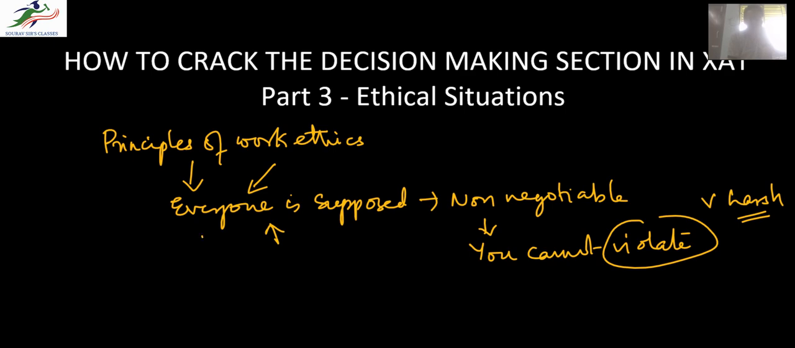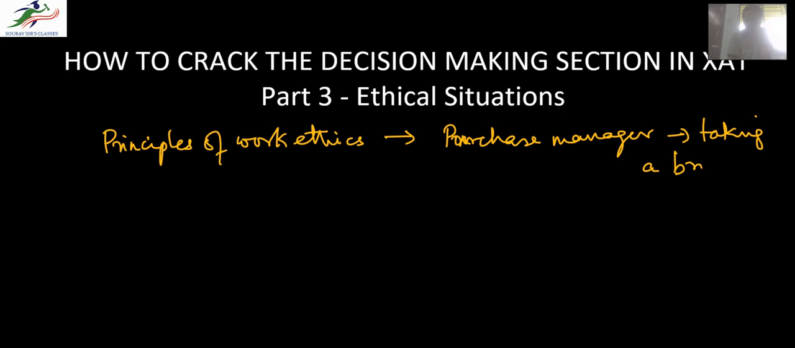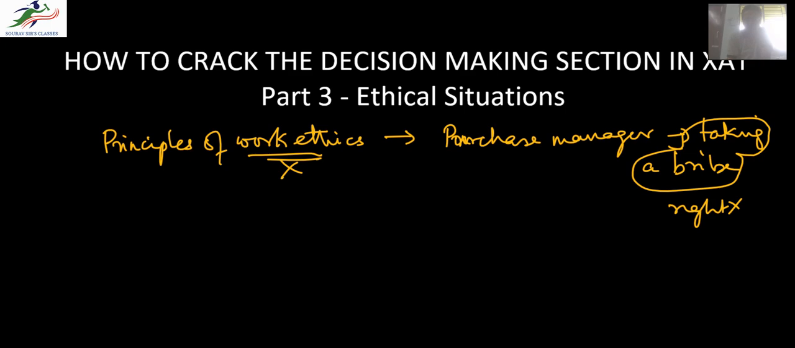And what happens if you encounter a situation where someone is not following it? What do you do? So suppose you are working in a company and you notice that one of the purchase managers is offering a bribe or taking a bribe. Which means that he's doing an act which is against the principle of work ethics, which is not right. Now, you are a new employee and you notice this. So what will you do?